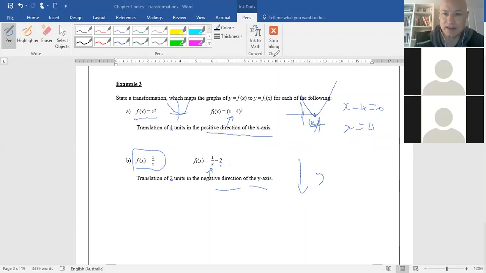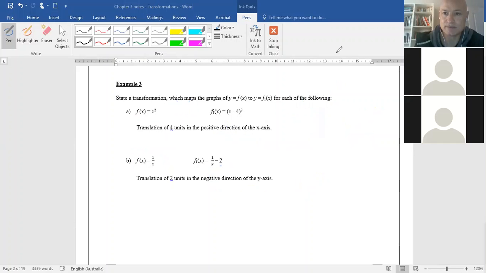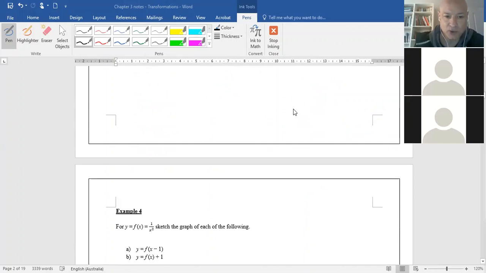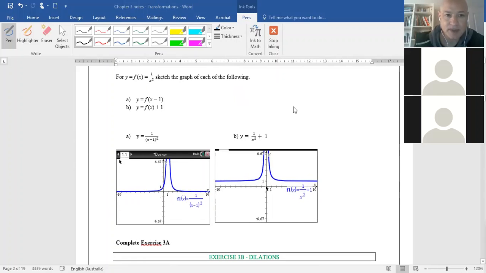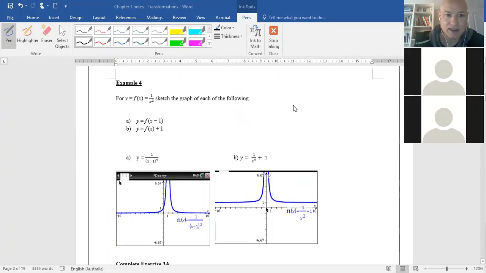Okay, again, I'm going to clear it in a sec. And example 4. And this is the last one for today. And it says for f of x equals 1 on x squared, sketch the graph of each of the following.